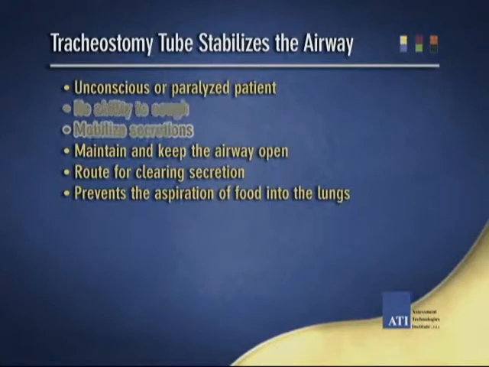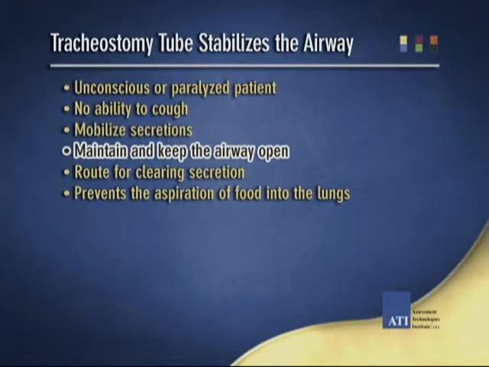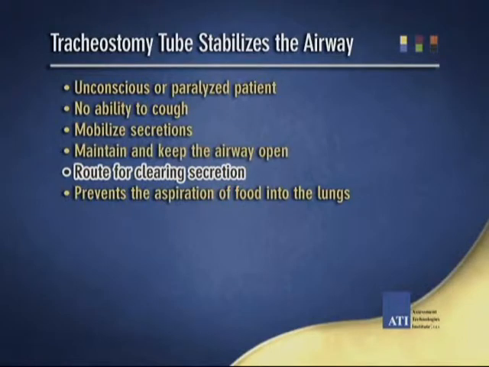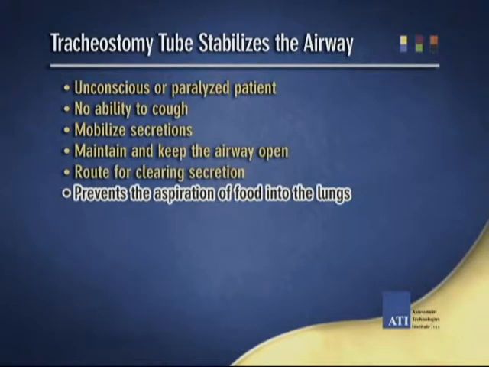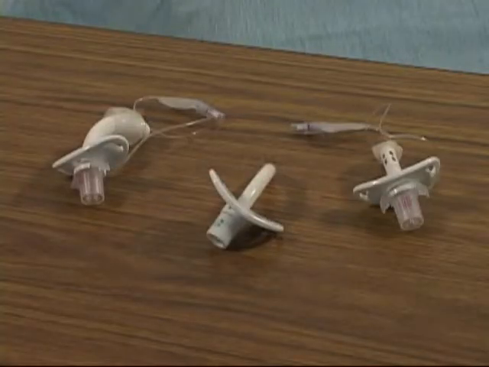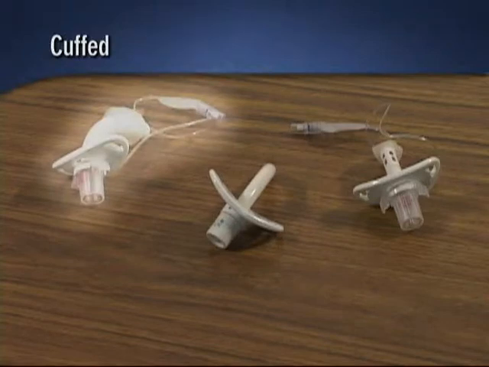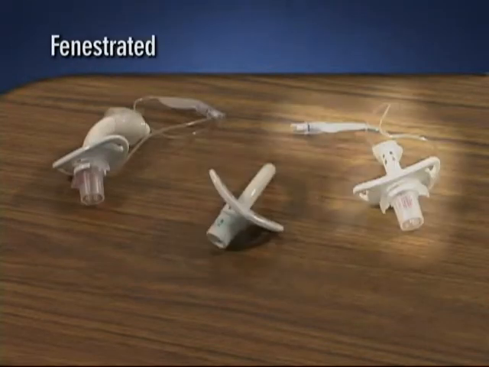A cuff tracheostomy tube stabilizes the airway for an unconscious or paralyzed client who does not have the ability to cough, mobilize secretions, or maintain an open airway. Additionally, the tracheostomy offers the client a route for clearing secretions as well as prevents the aspiration of food into the lungs. A client would have one of 3 basic types of tracheostomy: cuffed, uncuffed, or fenestrated.